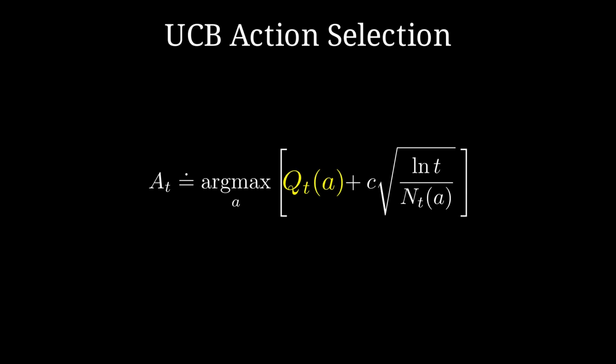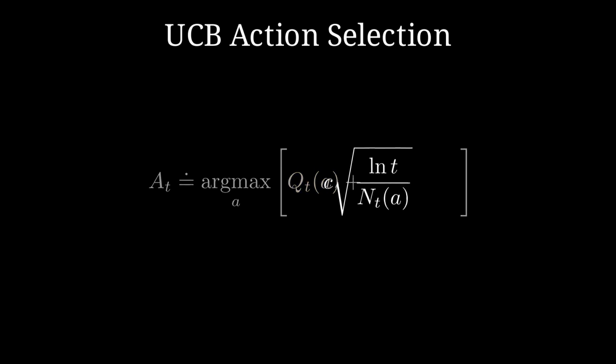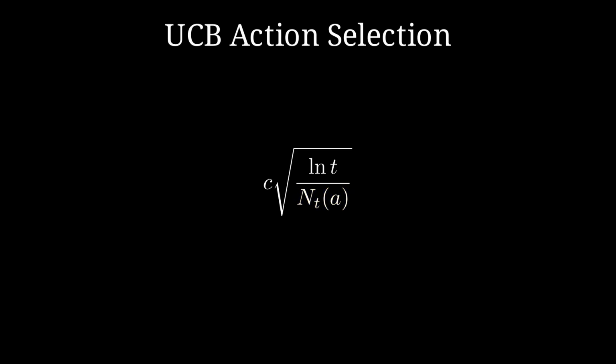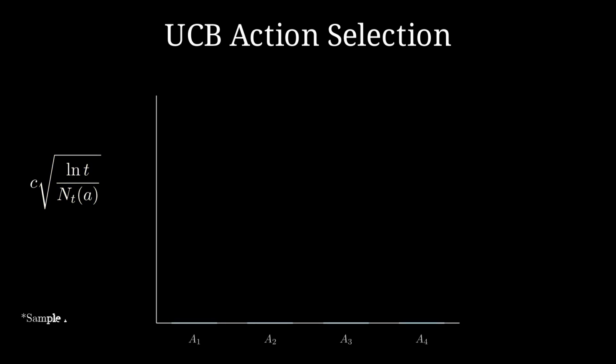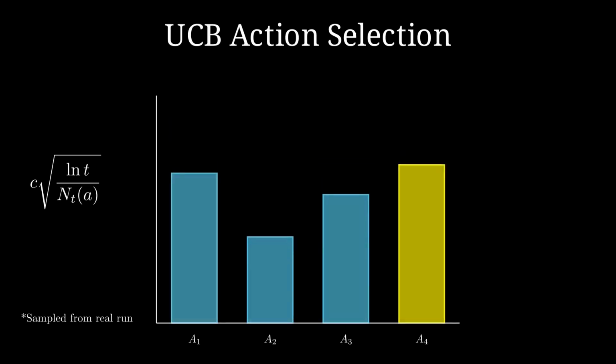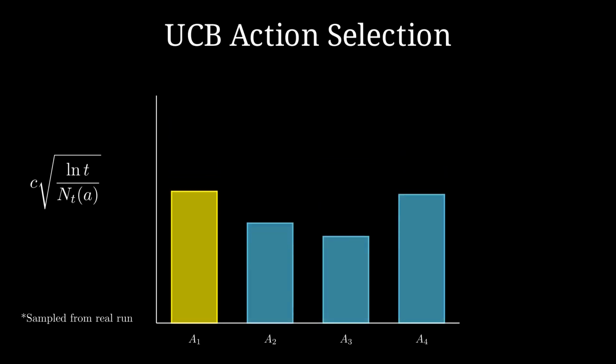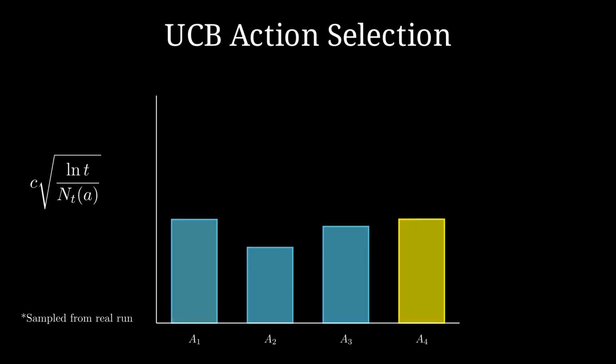Here, q sub t of a is the current estimate of the action's value, while n sub t of a is the number of times that action has been selected. Ln t is the natural logarithm of the current time step, while c controls the balance between exploration and exploitation. The square root term in this formula quantifies uncertainty. Actions that have been selected less frequently have larger uncertainty terms, making them more likely to be chosen. Over time, as the number of times that action has been selected increases, the uncertainty term decreases for frequently selected actions, shifting focus to exploitation.